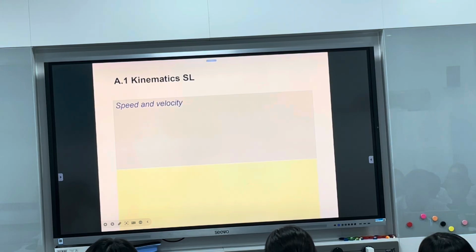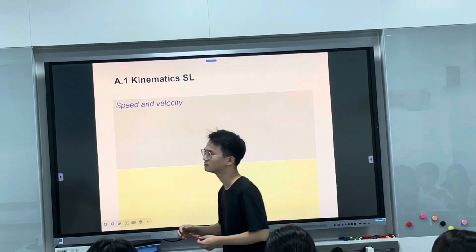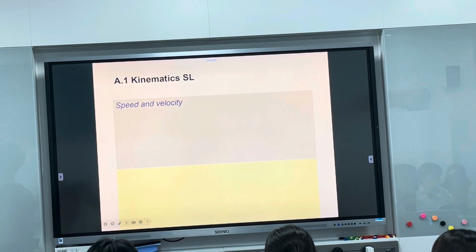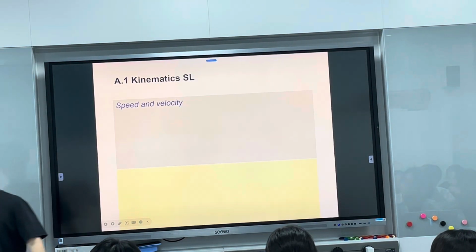Speed and velocity. Alex, what's the difference between speed and velocity? Speed is scalar and velocity is vector. Okay, speed is scalar, velocity is vector. So, in short, we can say that velocity is speed with direction, right?